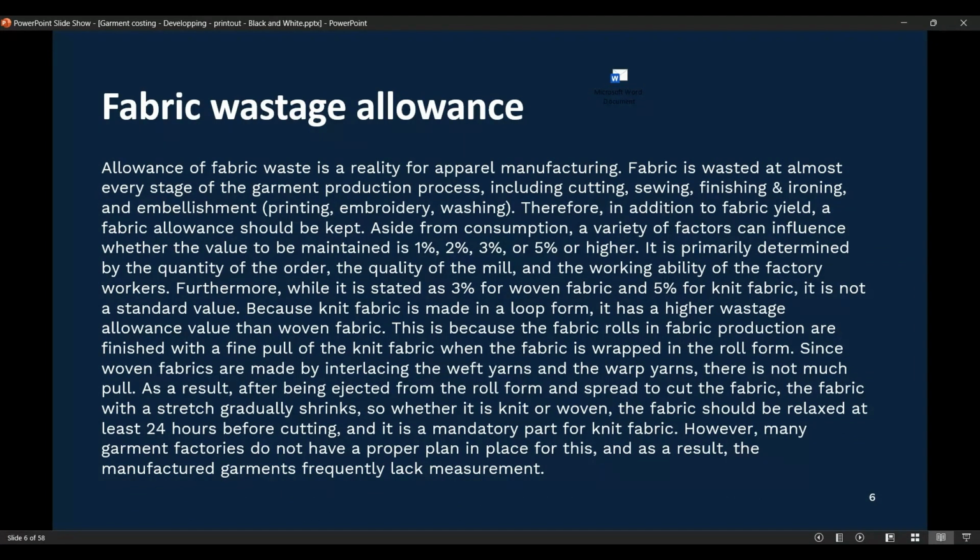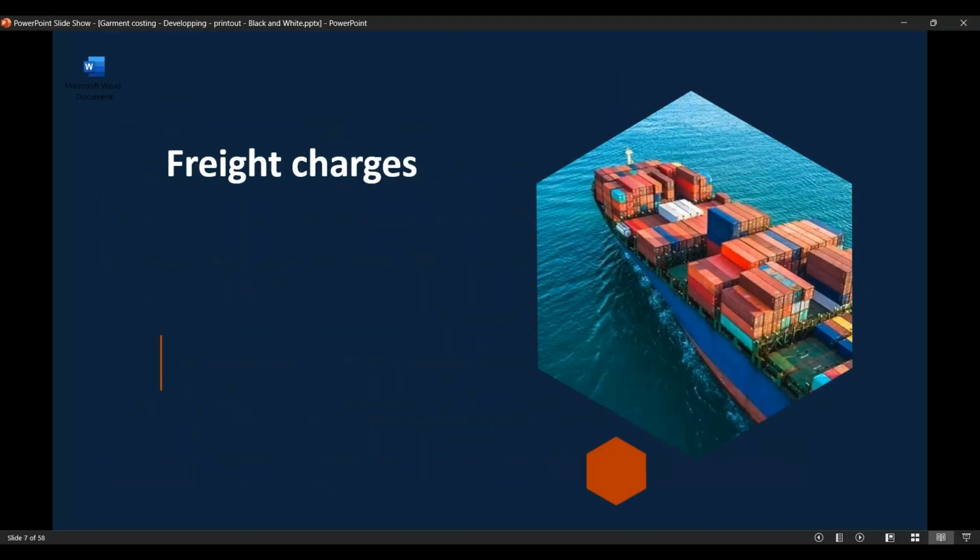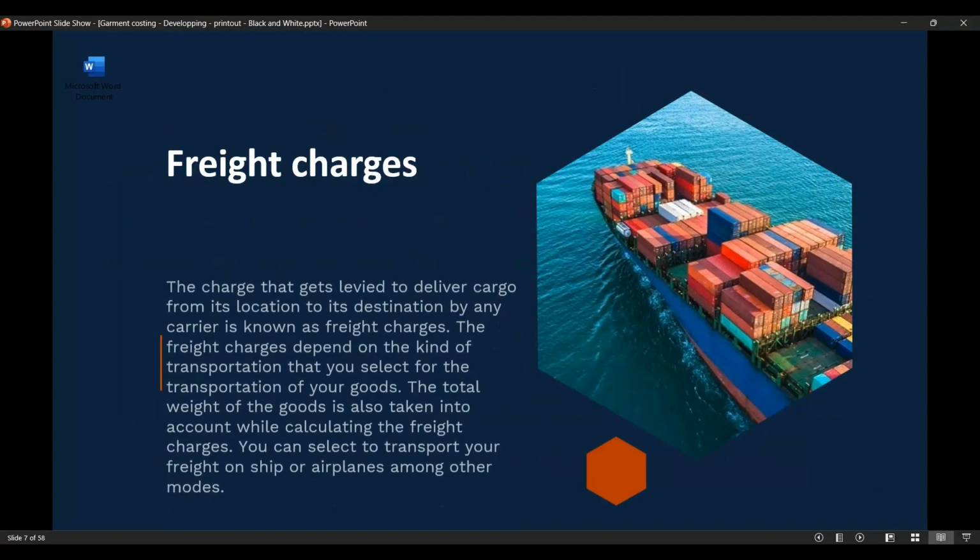Since woven fabrics are made by interlacing the weft yarns and the warp yarns, there is not much pull. As a result, after being ejected from the roll form and spread to cut, the fabric with a stretch gradually shrinks. So whether it is knit or woven, the fabric should be relaxed at least 24 hours before cutting, and it is a mandatory part for knit fabric. However, many garment factories do not have a proper plan in place for this, and as a result, the manufactured garments frequently lack measurement.